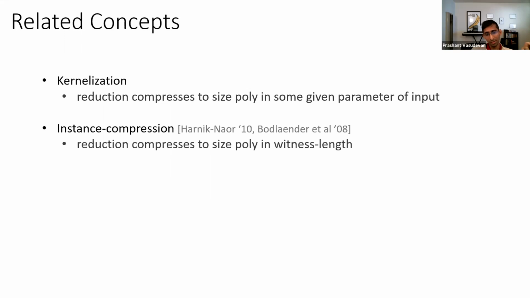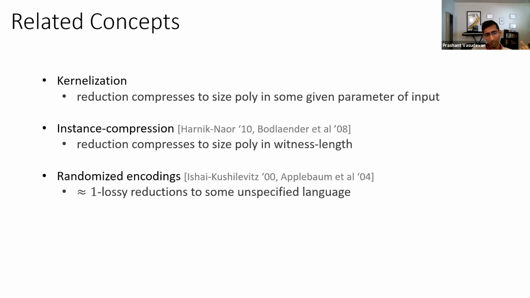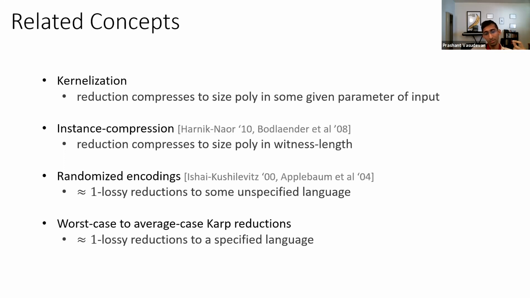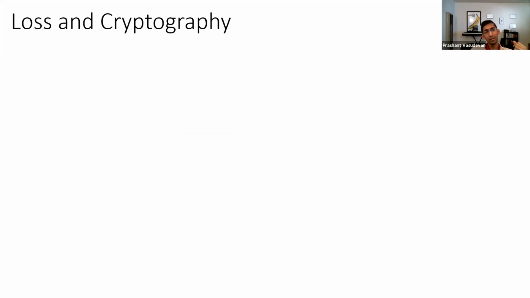And there's this notion of instance compression, where you take an NP problem and reduce it to a size polynomial in just the witness length. And there are randomized encodings, which are effectively lossy reductions to some language, where you don't really care what the target language is. And of course, there are relations to average-case Karp reductions, which reduce to a specific language. All of these are captured by lossy reductions, some of these by compressing reductions as well.